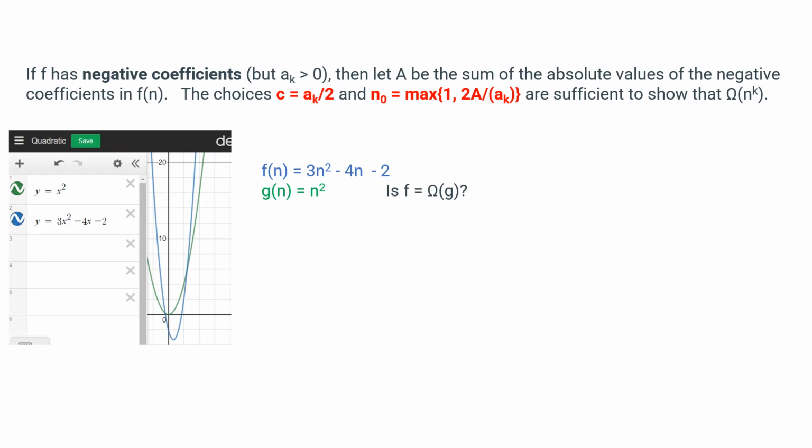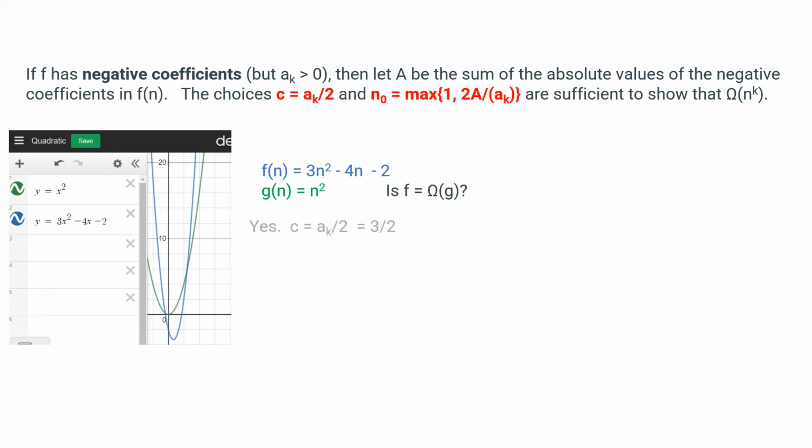But what's a? Well, you see up here it says, let a be the sum of the absolute values of the negative coefficients. So what you need to do in order to come up with a C and an n naught, where you've got negative coefficients, not the first term though, remember, because that first term can't have a negative coefficient, or we won't be able to say it's omega. But if we've got some negative coefficients, then this is what we use. So we'll first of all find a.